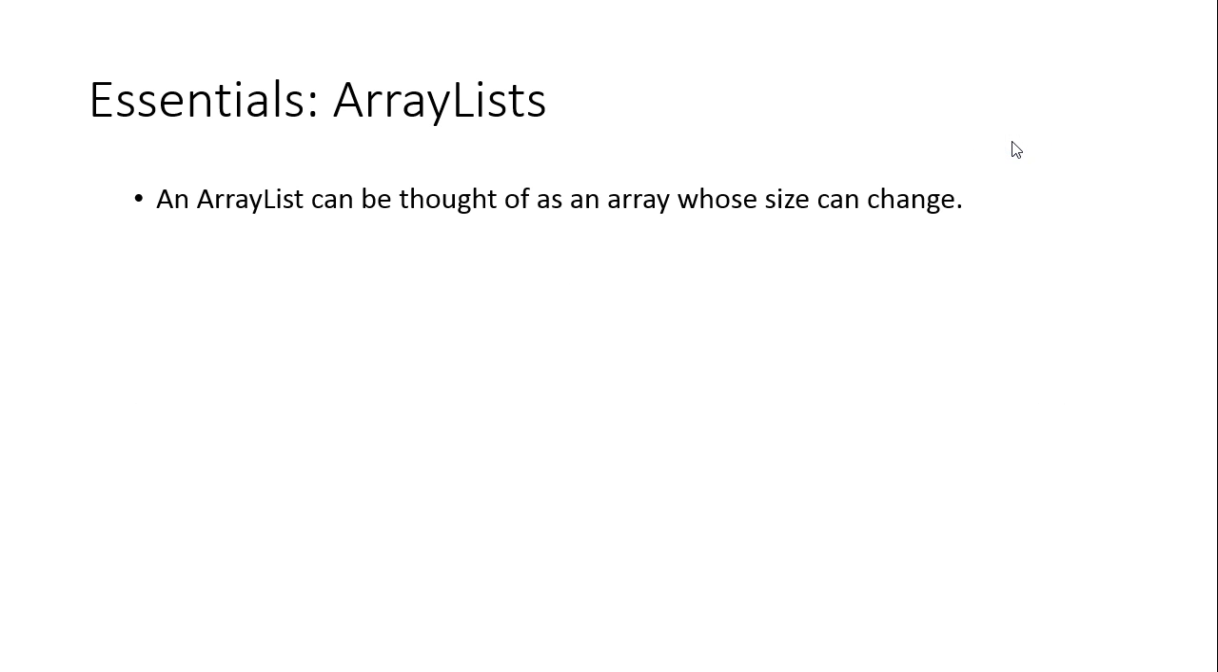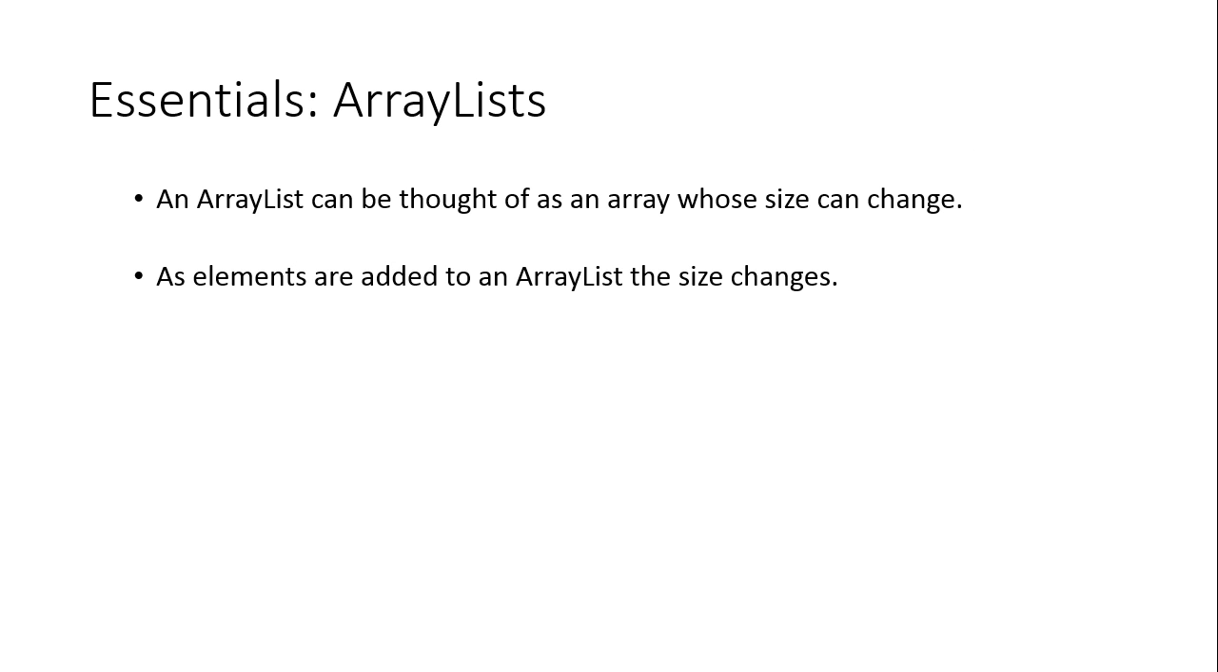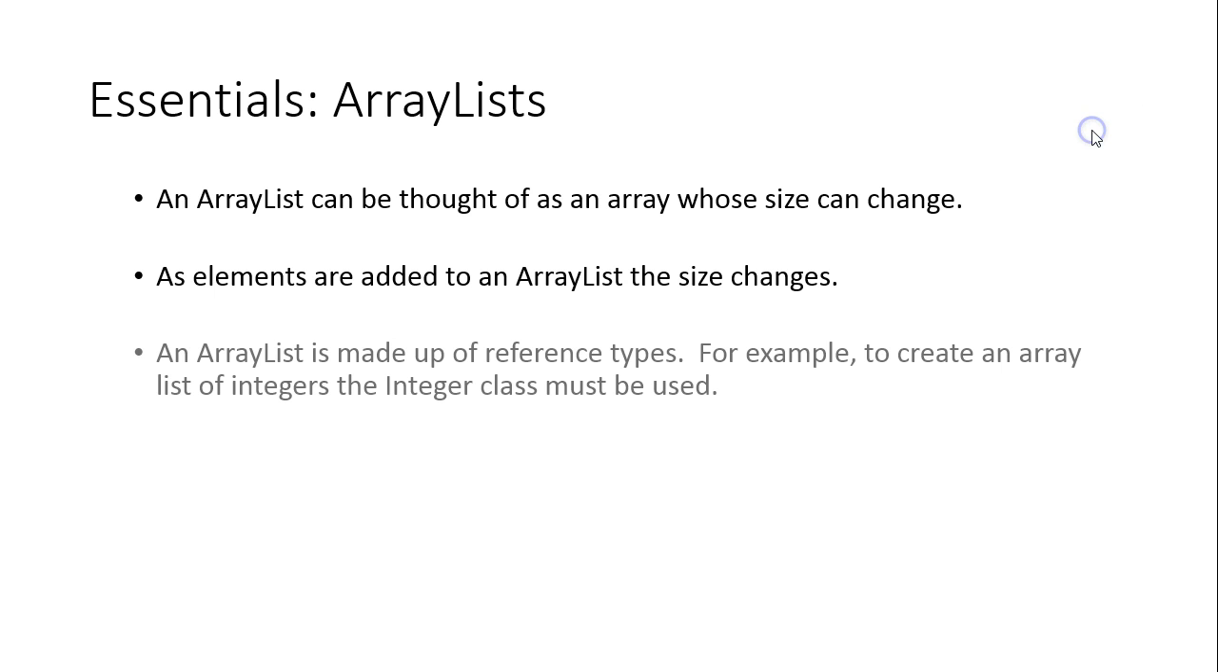So let's start off with some essentials. An array list can be thought of as an array whose size can change. For all intents and purposes, we can envision it that way. As elements are added to an array list, the size changes. This also means the indexes change, so watch that. It's particularly important with an array list that we use the built-in method to calculate the size whenever we need to know that. An array list is made up of reference types.